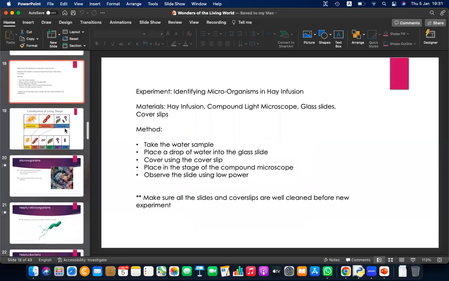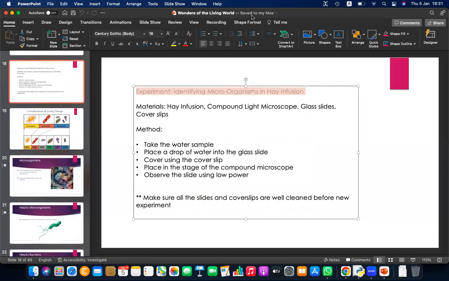Okay, shall we write down this experiment quickly? Identifying microorganisms in hay infusion. So please write down the heading and start writing this very quickly. Don't take much time, start writing this now.